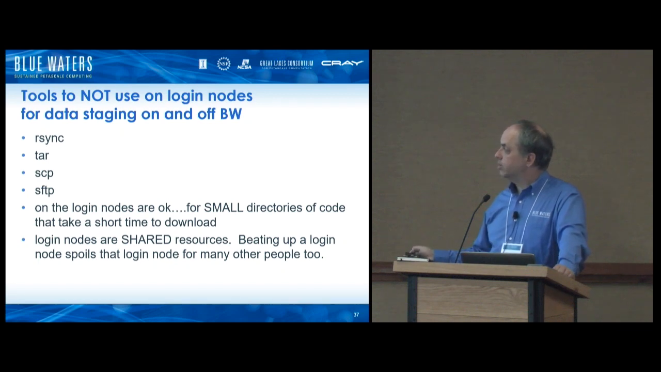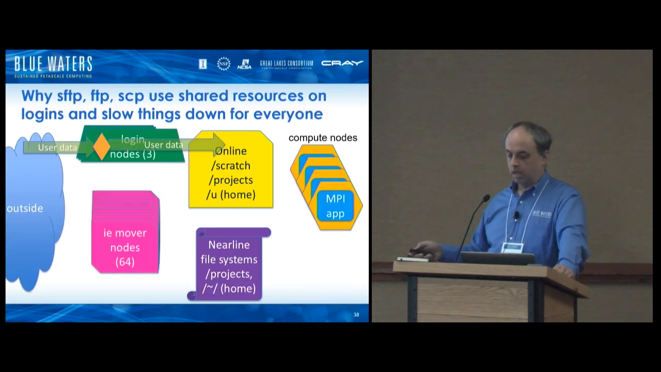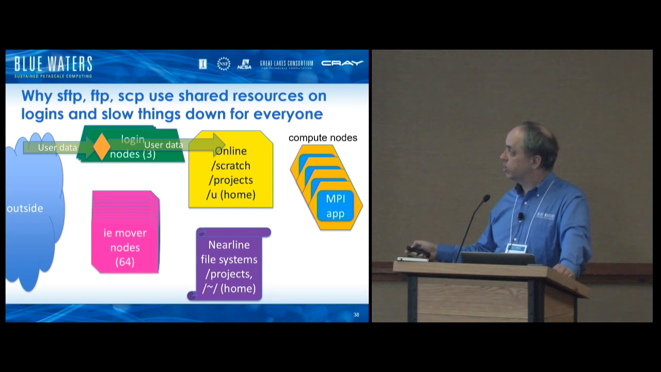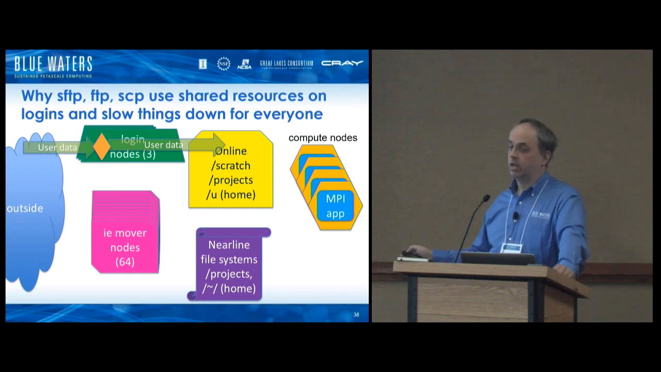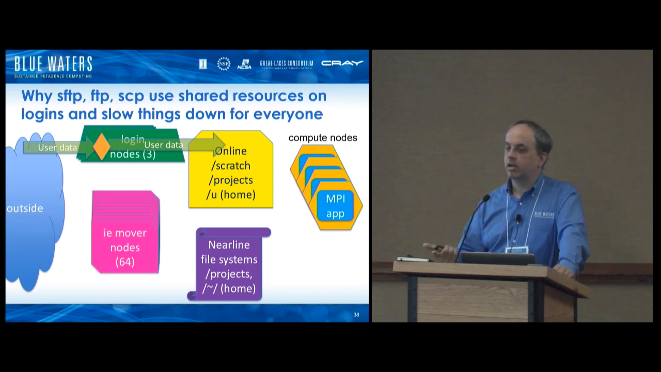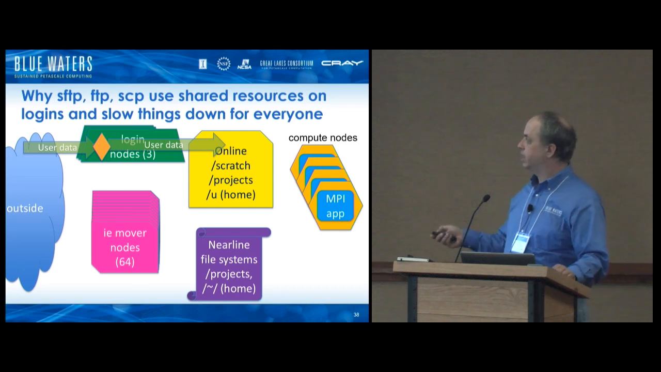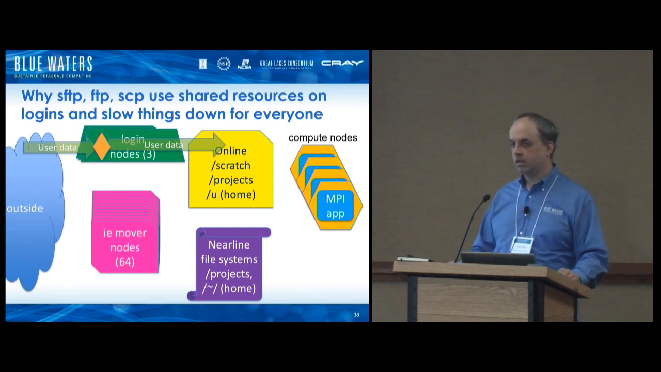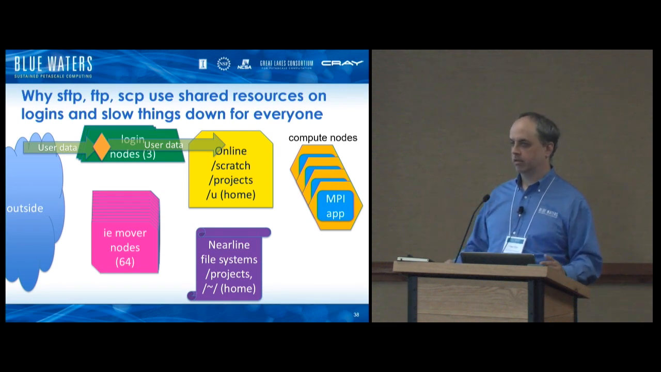But login nodes are shared resources. When you use these commands, you are not using the 64 IO mover nodes. You are using resources that live on the login nodes. The reason I made this an abstract blob is that it's not necessarily one thing. It's data bandwidth from the login node. It is RPC calls from the login node. There are finite resources on the login node, and if you stack up six SCPs all at once, it will start to soak those up, and then everybody's file system slows down.